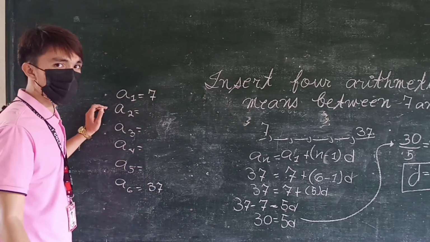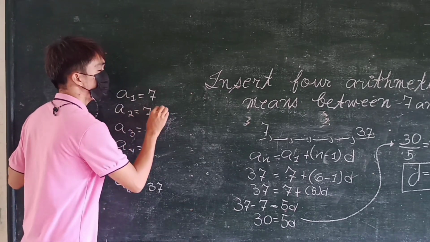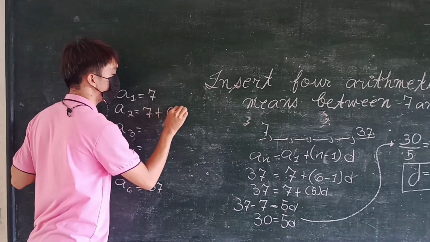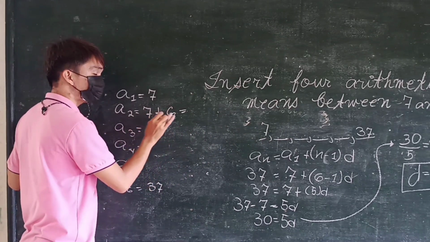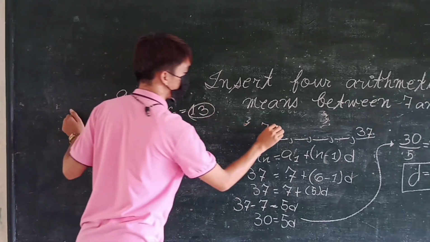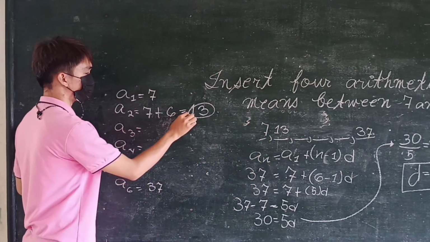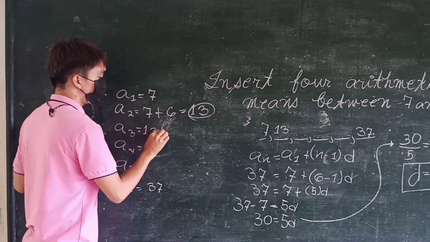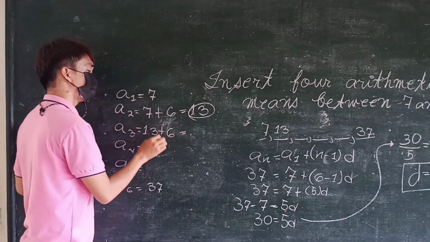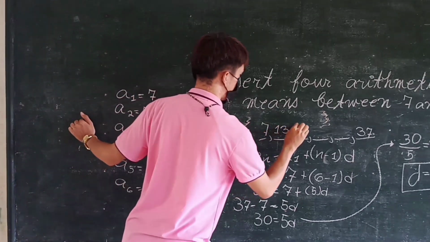To look for a sub 2, all you have to do is to copy the value of a sub 1 here plus the common difference, which is 6. 7 plus 6 equals 13. Okay, it's 13. Same goes with the third term. So we're going to copy the second term plus the common difference 6. 13 plus 6 equals 19. 19 here.